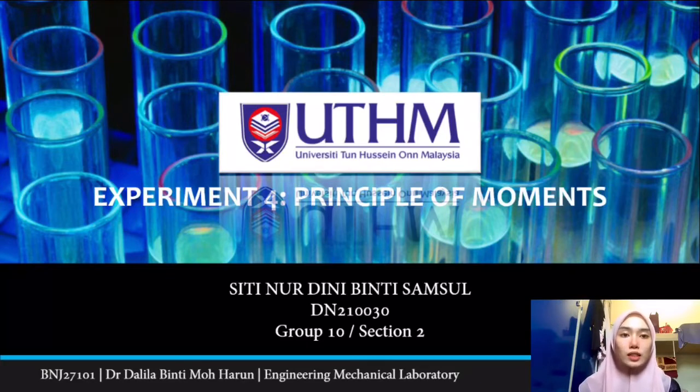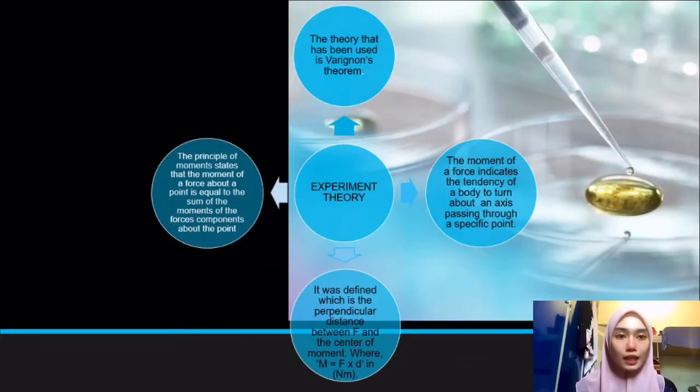Today I want to explain about experiment 4, principle of moments. The first slide is about experiment theory. The theory that has been used is Varignon's theorem. The principle of moments states that the moment of a force about a point is equal to the sum of the moments of the force's components about the point. The moment of a force indicates the tendency of a body to turn about an axis passing through a specific point.